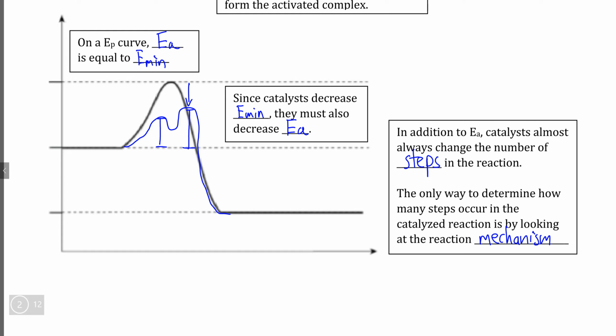Now, again, I said this is what it might possibly look like, because the only way to determine the difference in the number of steps or elementary processes from adding a catalyst is to actually look at the reaction's mechanism in order to predict this, which needs to be done on a reaction by reaction basis.